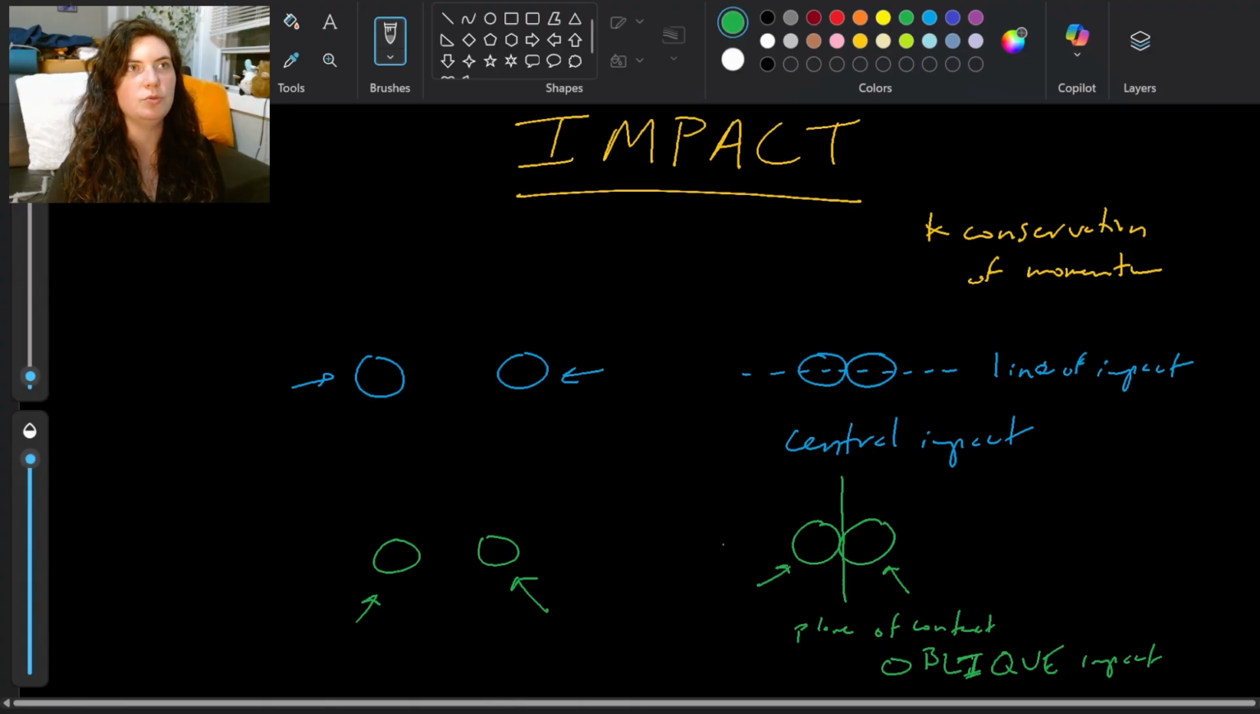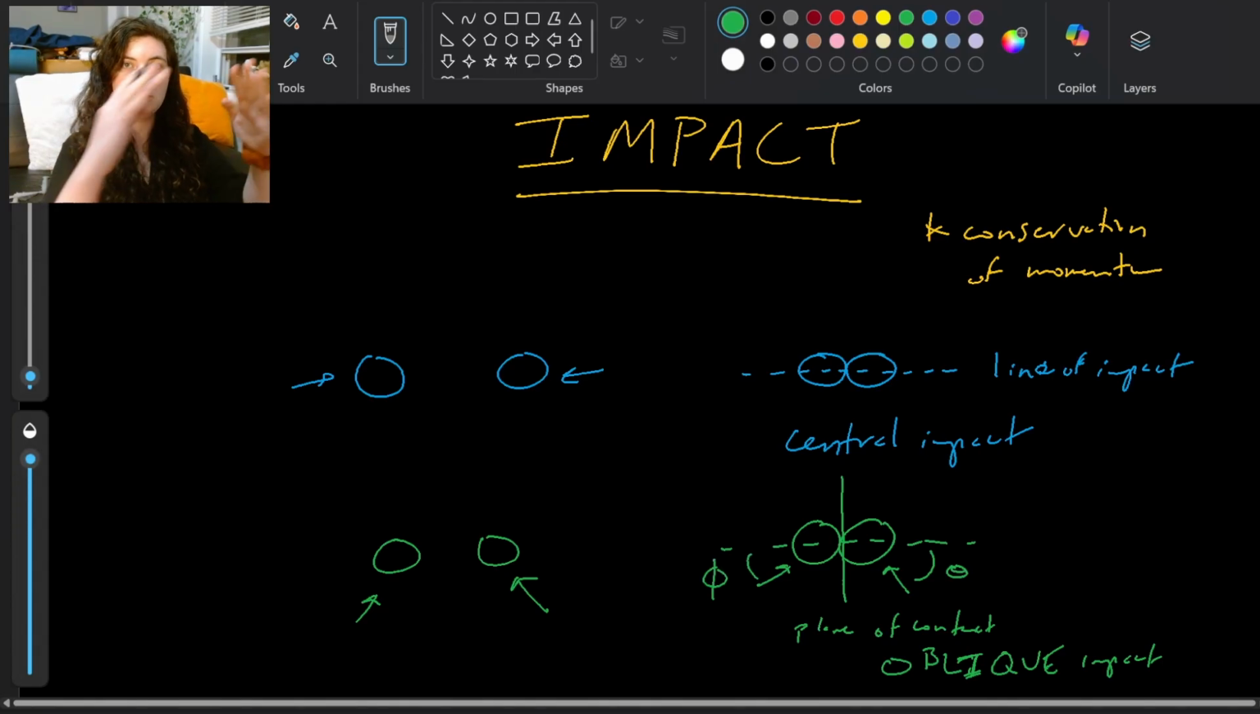And we can still use a line of impact for reference here and get angles between where these velocities are coming in at and where those particles are contacting each other relative to that line of impact. So these are our two main types. We have our central impact, we're acting completely in one linear direction. Oblique impact, we usually have x and y components of our velocity. We're acting at an angle, and they're contacting each other at a plane and then going off their own ways.